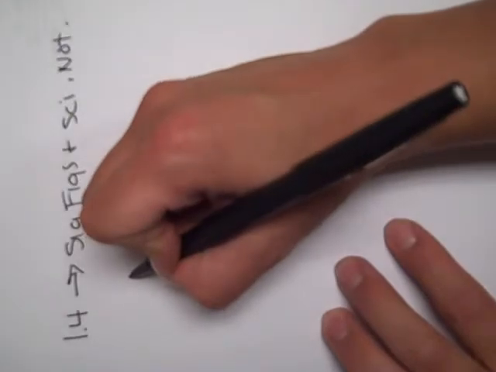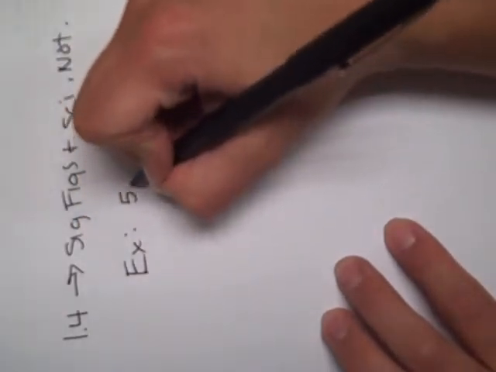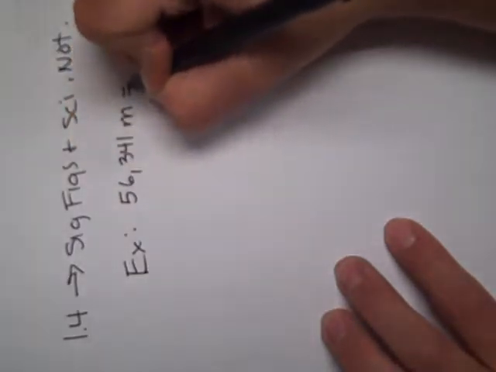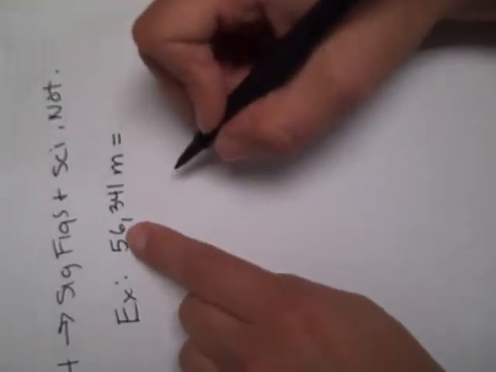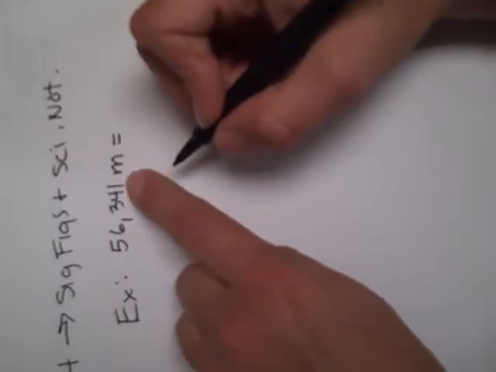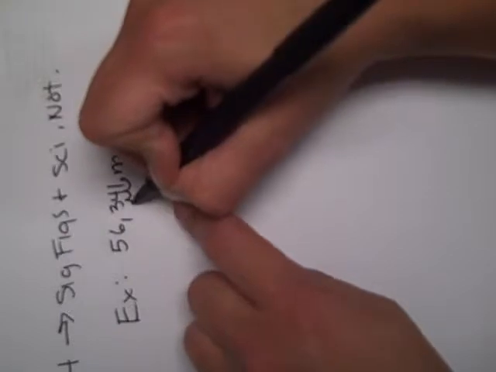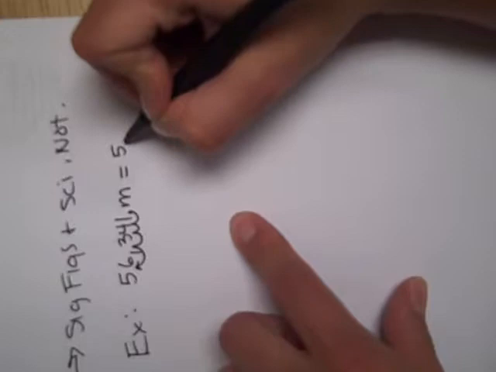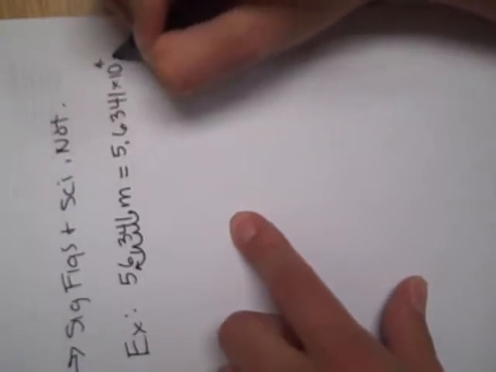But you do need to know scientific notation, so let's remind ourselves how to do it. Let's say I've got 56,341 meters, and I want to put that in scientific notation. Well, I have to put the decimal point right here between the 5 and the 6, and so I can go ahead and count. The decimal point is originally right here, and I will go over 1, 2, 3, 4 places. And so my answer in scientific notation will be 5.6341 times 10 to the 4th. And don't forget to stick your unit on there, meters.